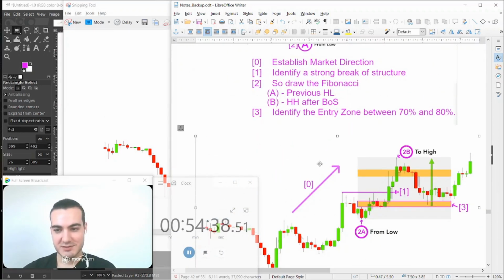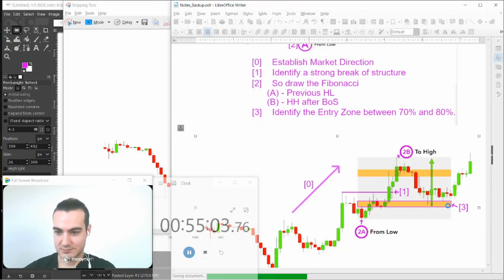Establish market direction going up. Identify a strong break of structure. That would be right here. Draw the Fibonacci from the previous higher low. Would be here. Would be higher high after the break of structure. Break of structure is here. Higher high is here. The entry zone would be 70 to 80% down here. Yeah, that looks good.